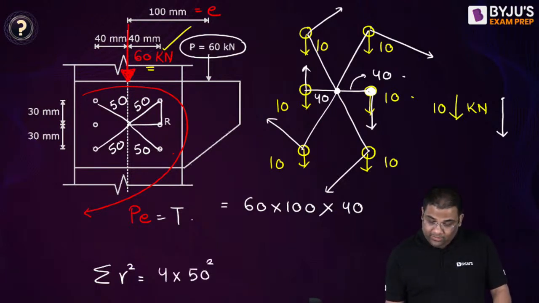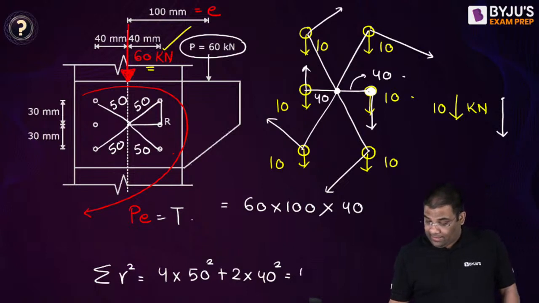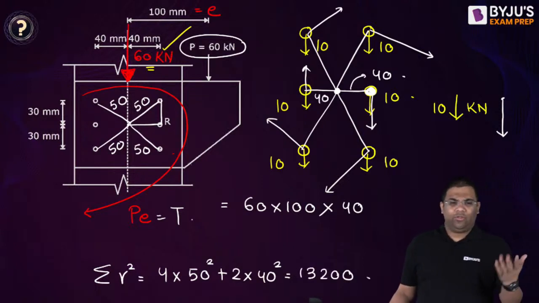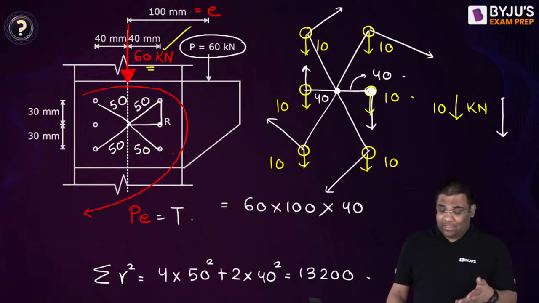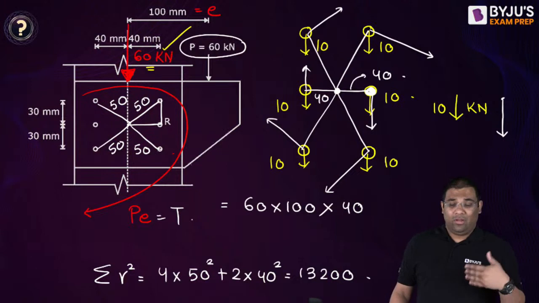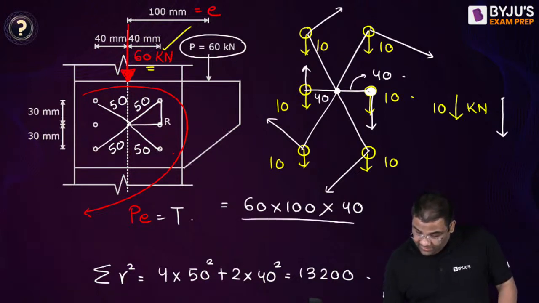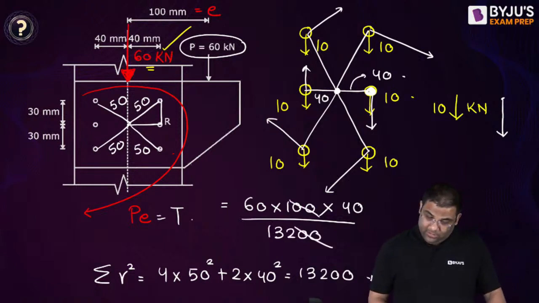And for 2 bolts it is 40, so 2 into 40 square. If you find this, you will get 13,200, because 50 square is 2500, into 4 is 10,000, and 40 square is 1600, into 2 is 3200. So 10,000 plus 3200 is 13,200. So divide by this, and you get some value.